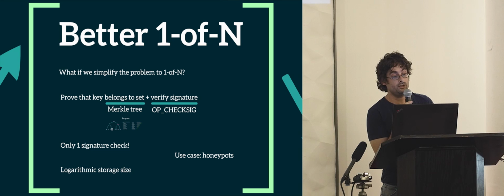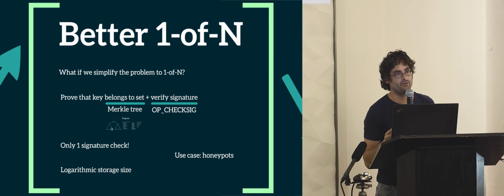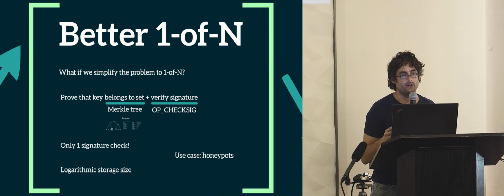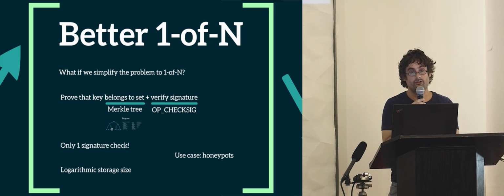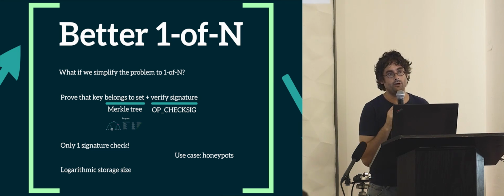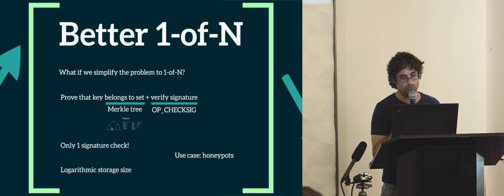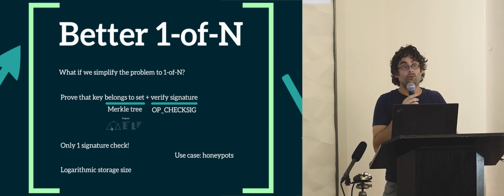So this has very nice performance properties, because what ends up on the blockchain is just a single signature check, plus a bunch of hashes, and they are much faster to validate than a signature check. And this results in logarithmic storage size. Every layer you add to the tree doubles the number of potential keys, so we can create something with thousands or hundreds of thousands of keys and only have a few levels in the tree. Now, why would someone want 1 of n?